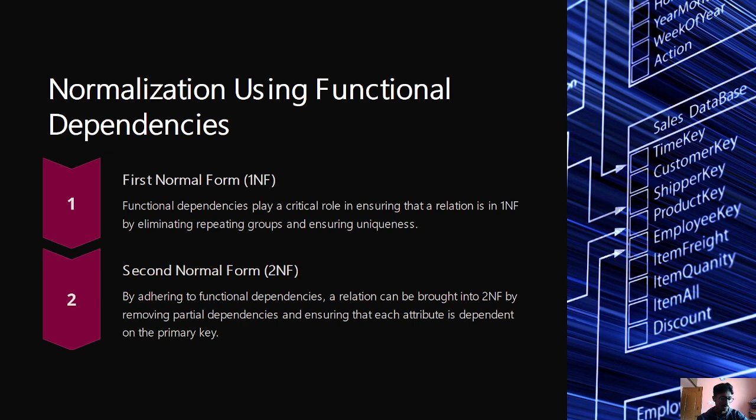BCNF, Boyce-Codd normal form, a stricter form of 3NF. Every determinant, every attribute on the left side of the functional dependency, must be a candidate key. This ensures that there is no non-trivial functional dependency on a non-superkey. Fourth normal form. The relation must be in BCNF. Remove multi-value dependencies where one attribute uniquely determines another attribute, but not vice versa. Decompose to represent each multi-value dependency separately.